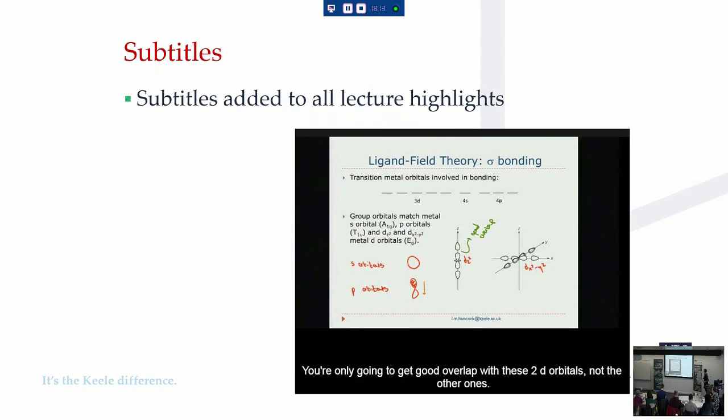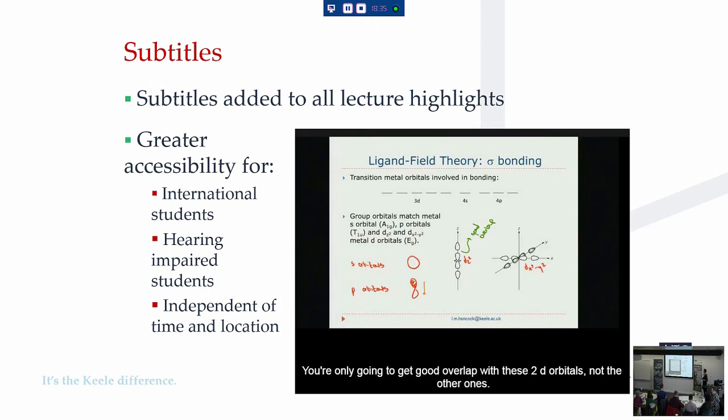So just to give you an idea of how we made these, the other thing we did, again motivated by the fact that we had quite a large number of Chinese students, was that we added subtitles to all of the lecture highlights. And again, we were able to do this because we had student editors. I don't think any of us would have had time to do that. But actually, it has a wider market than just the international students.